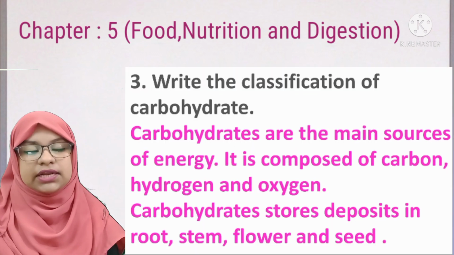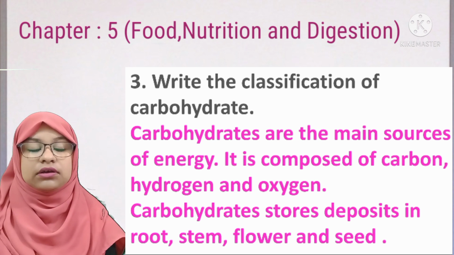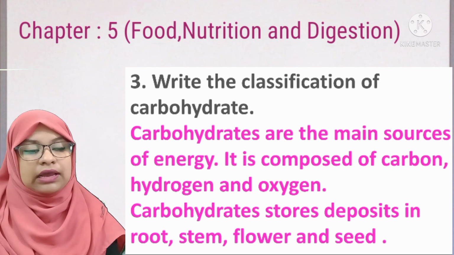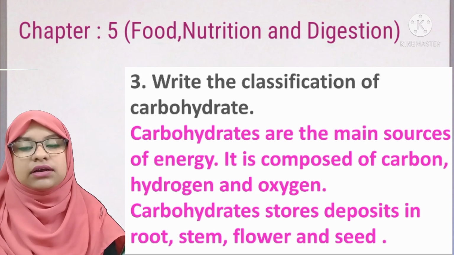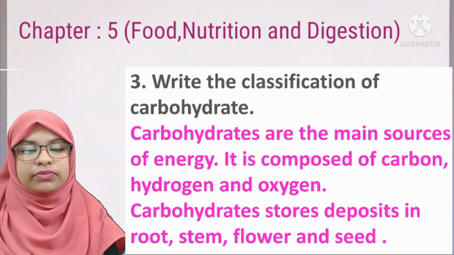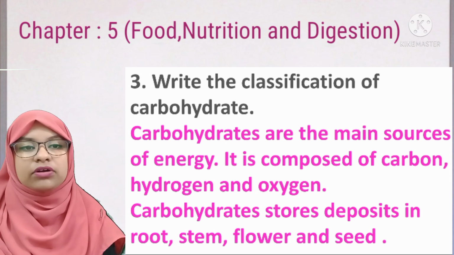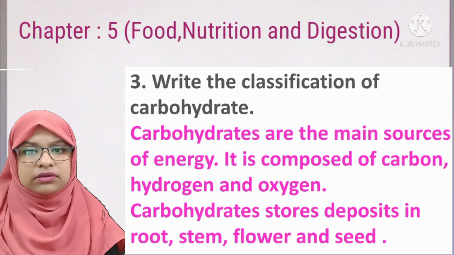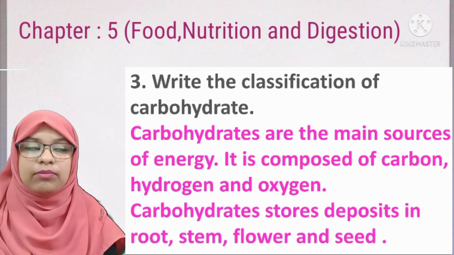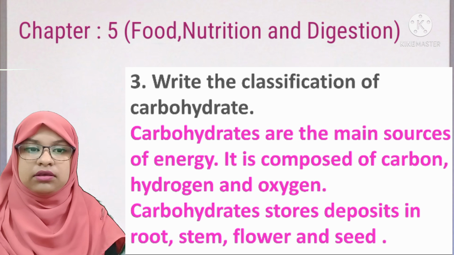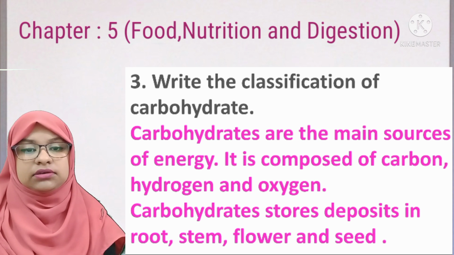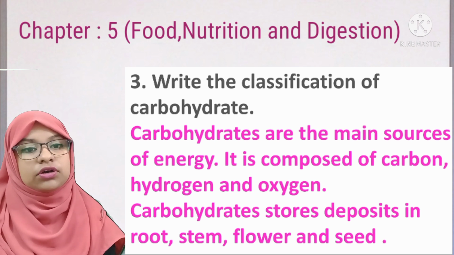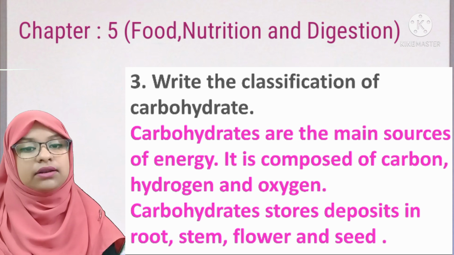Our third understanding question is about the classification of carbohydrate. Carbohydrate is the main source of energy and is a very important element for our body's growth. So it is composed of carbon, hydrogen and oxygen. Mark this line: carbohydrate is composed of carbon, hydrogen and oxygen.